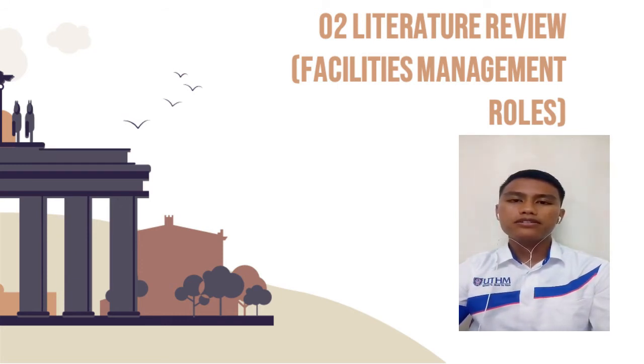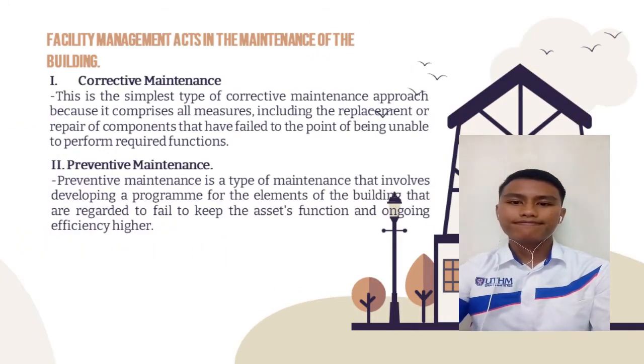My part is about the facilities management role. Facilities management acts in the maintenance of the building. First is corrective maintenance. This is the simplest type of maintenance approach because it comprises all measures, including the replacement or repair of components that have failed to the point of being unable to perform the required function.